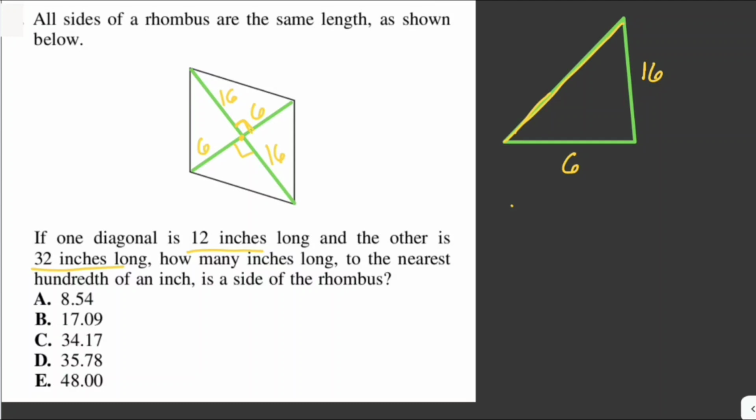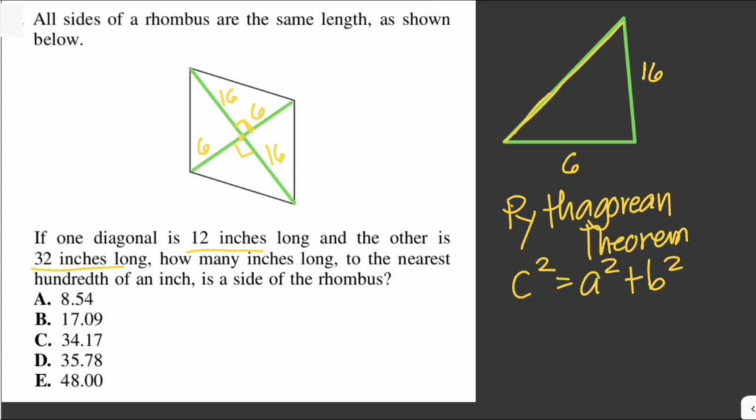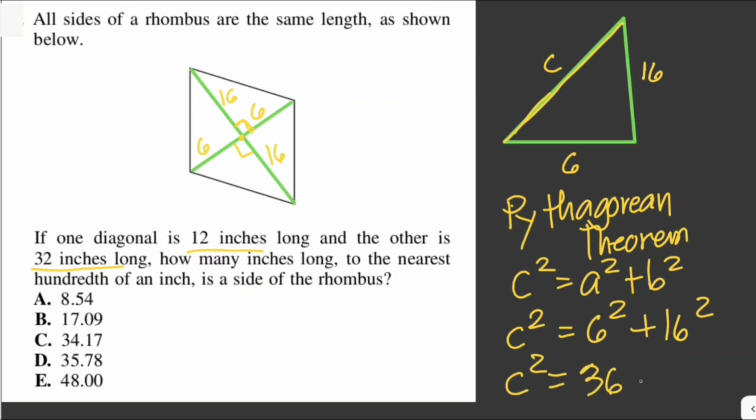Now to find the length of a side of this rhombus, we just have to simply use the Pythagorean theorem. Since the side of the rhombus here is the longest side, or the hypotenuse, we just solve for the hypotenuse. So this is our c here. So c squared equals the sum of the squares of the legs. So 6 squared plus 16 squared. So this is just equal to 36 plus 256.